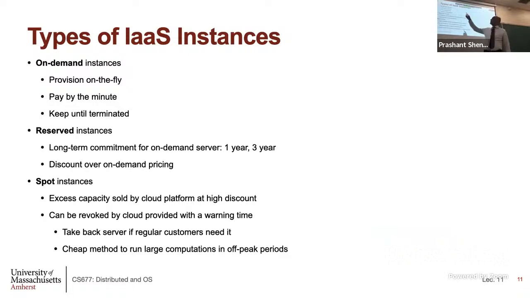Okay? So the simplest type of VM is called an on-demand VM. On-demand VMs can be purchased at any time. You can keep them for as long or as little as you want, and then you can terminate them and say, I'm done. And then you're only charged for how much time you had those VMs for.